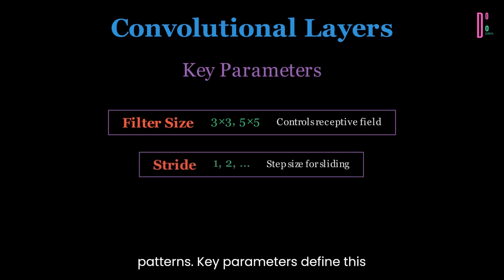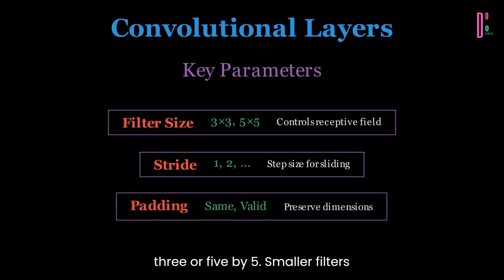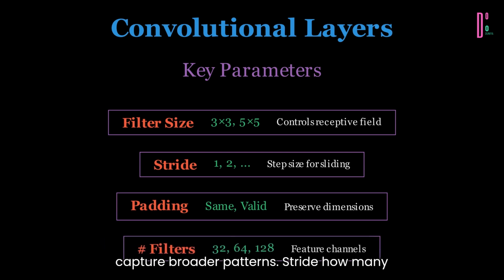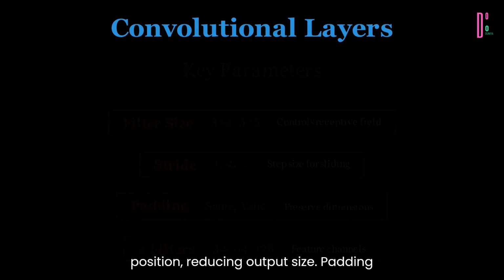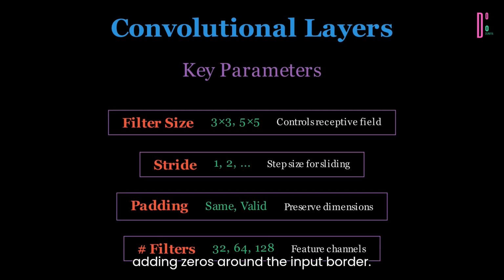Key parameters define this operation. Filter size, typically 3 by 3 or 5 by 5. Smaller filters capture fine details, larger filters capture broader patterns. Stride, how many pixels we move the filter each step. Stride 1 means sliding 1 pixel at a time. Stride 2 skips every other position, reducing output size. Padding, adding zeros around the input border. Same padding preserves input dimensions. Valid padding shrinks the output. Number of filters. More filters mean more features detected but more parameters to train.